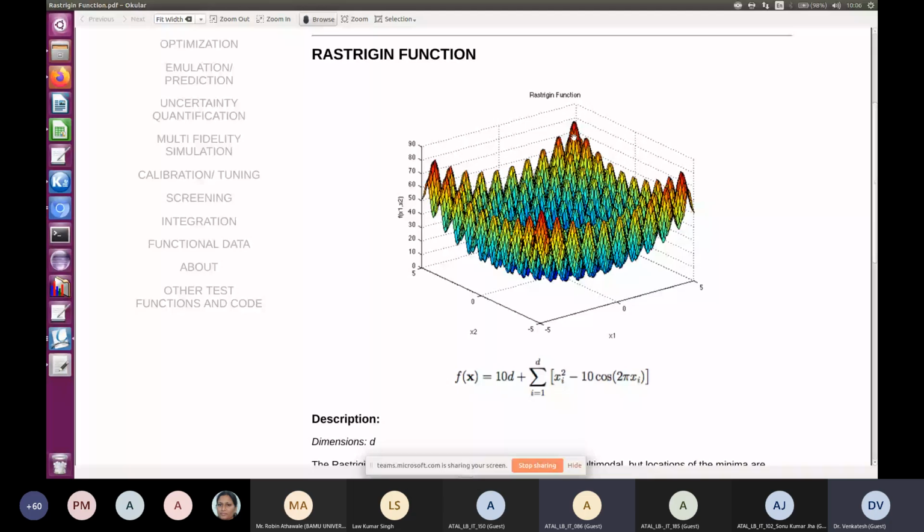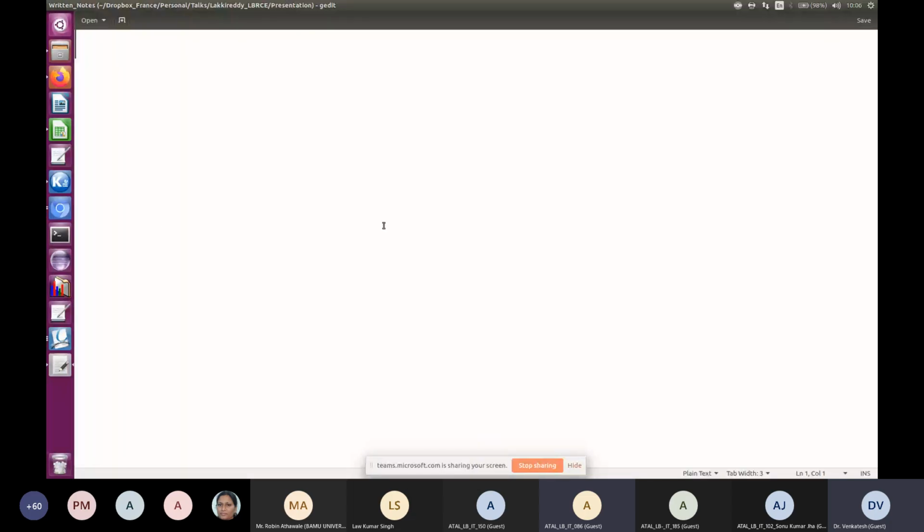For example, we identified the Rastrigin function, and we need to find the best value of this f(x) within a rectangle. I'm taking only two dimensions here, x and y, from 0, 0 to 100, 100. I want to find the best value of this. I want to maximize the f(x).